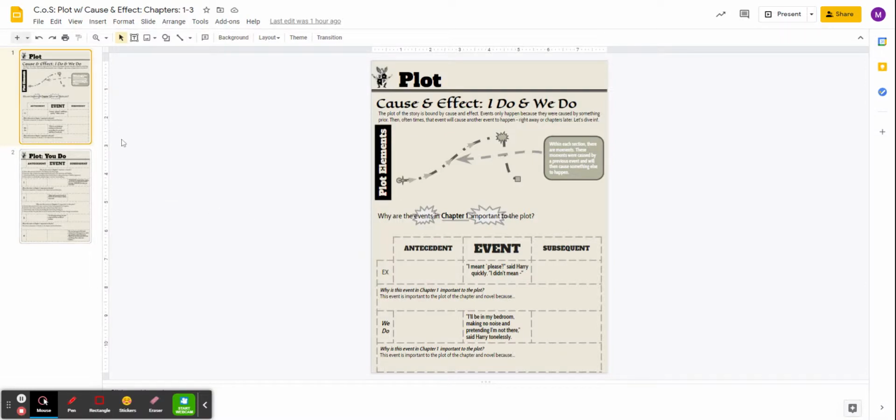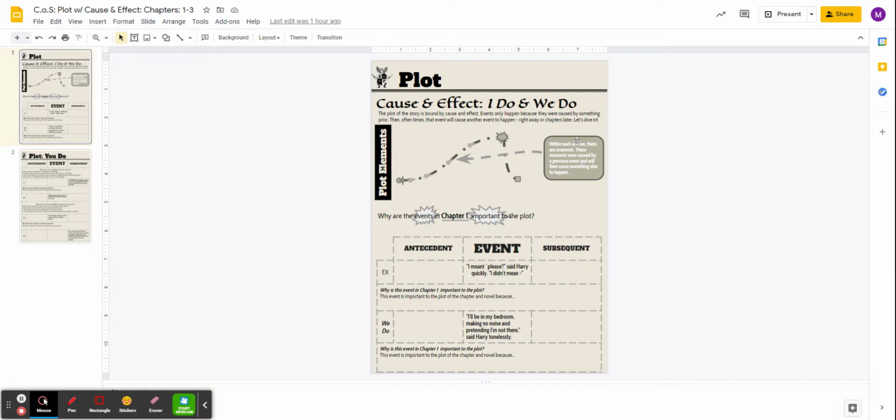Today we are going to be looking at plot through the lens of cause and effect in chapters 1 through 3 of Harry Potter and the Chamber of Secrets. So first, let's remind ourselves about plot. We have our plot diagram. We have our 6 parts of plot: our exposition, which introduces characters, our conflict, our rising action, climax, falling action, and resolution.